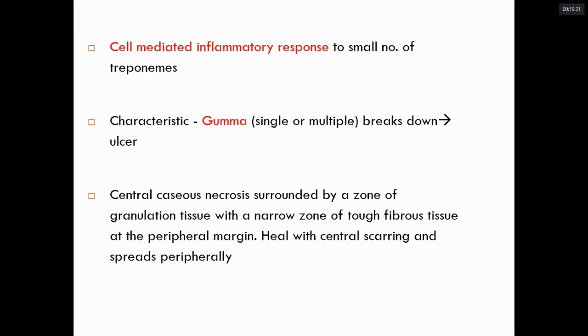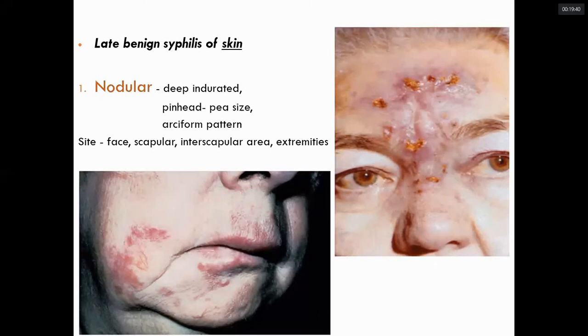These gummas may be single or multiple, and they break down to form ulceration. In gumma, there is central caseous necrosis, surrounded by a zone of granulation tissue and fibrous tissue at the peripheral margin. It heals with scarring and spreads peripherally. As you can see, these are the gummatous lesions.